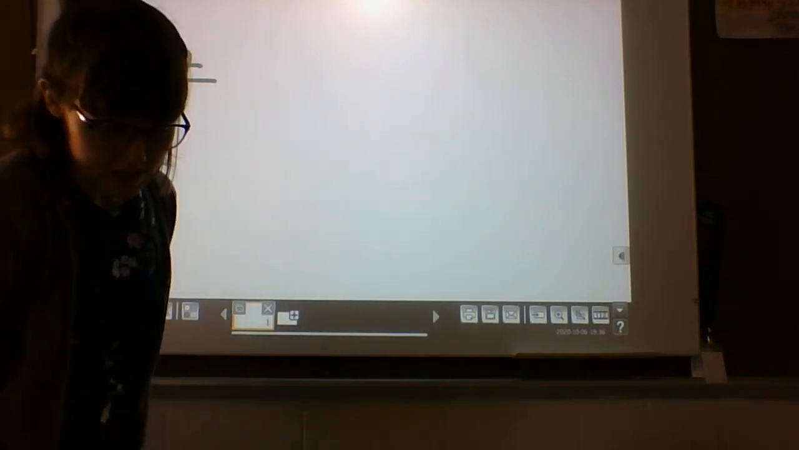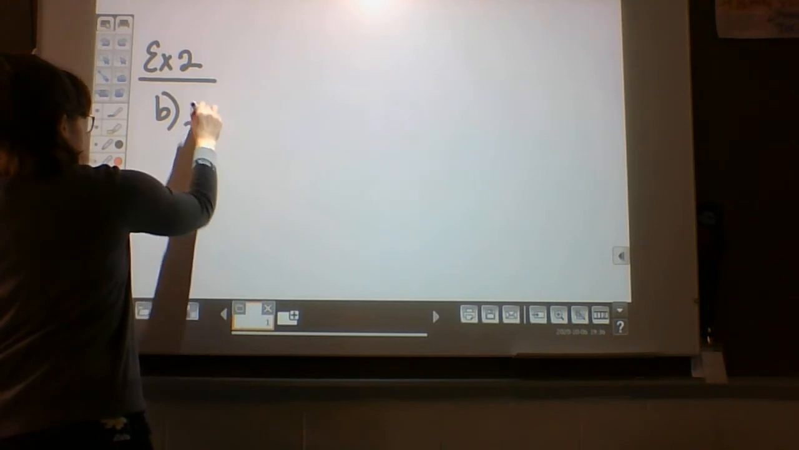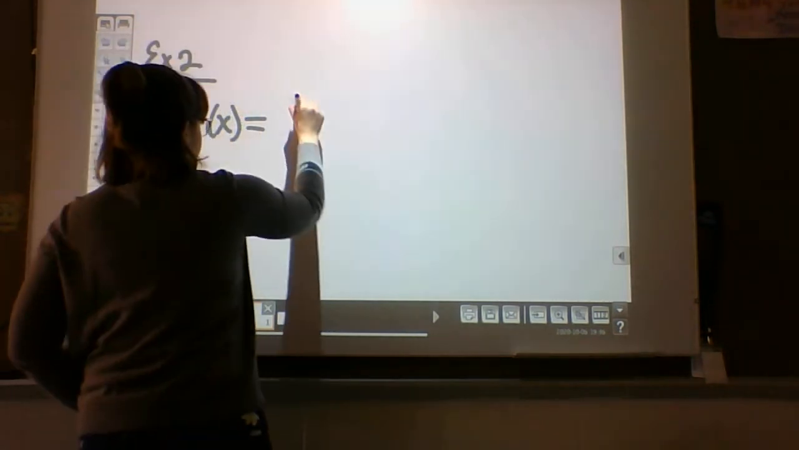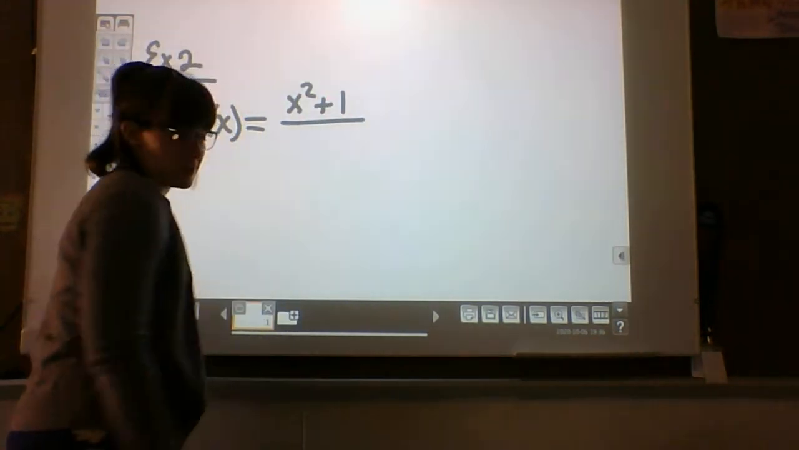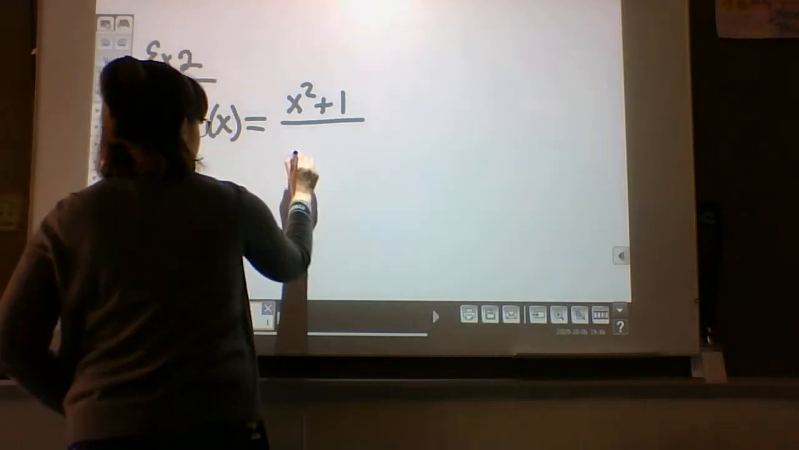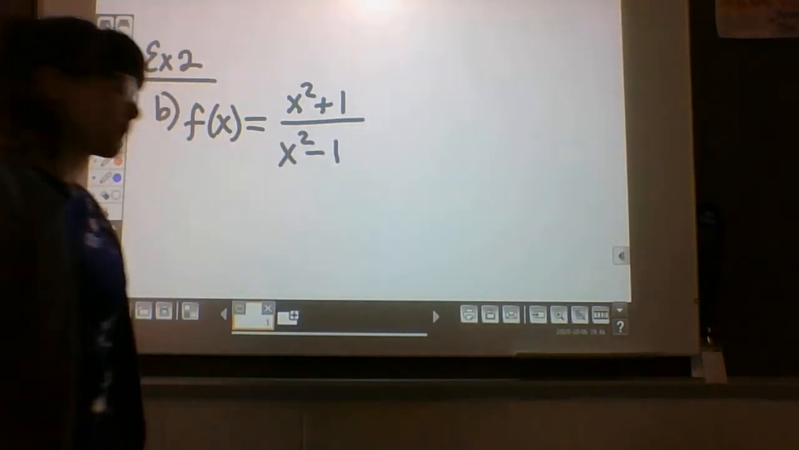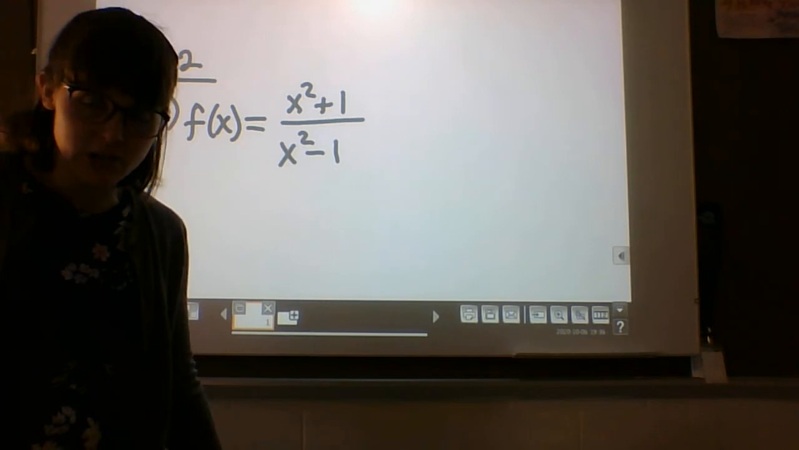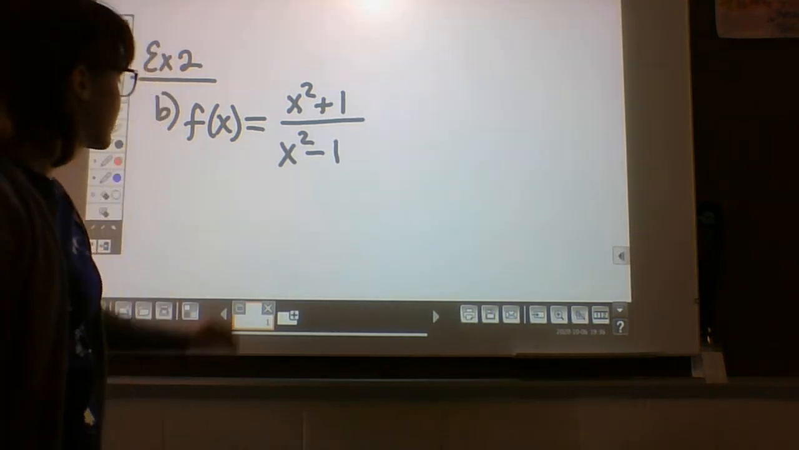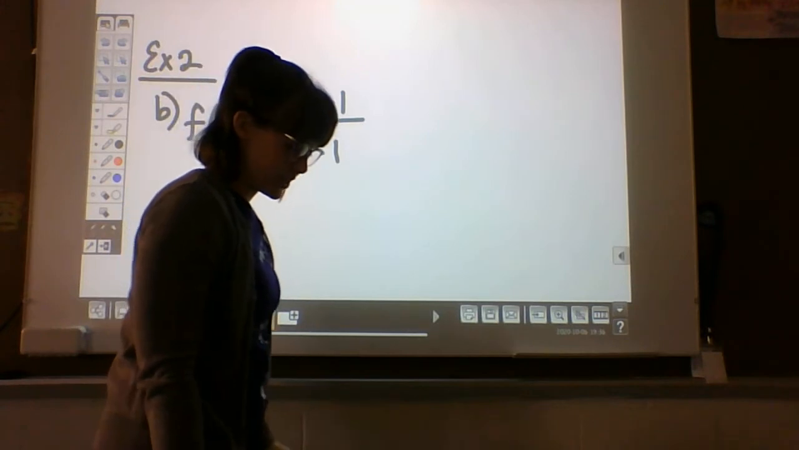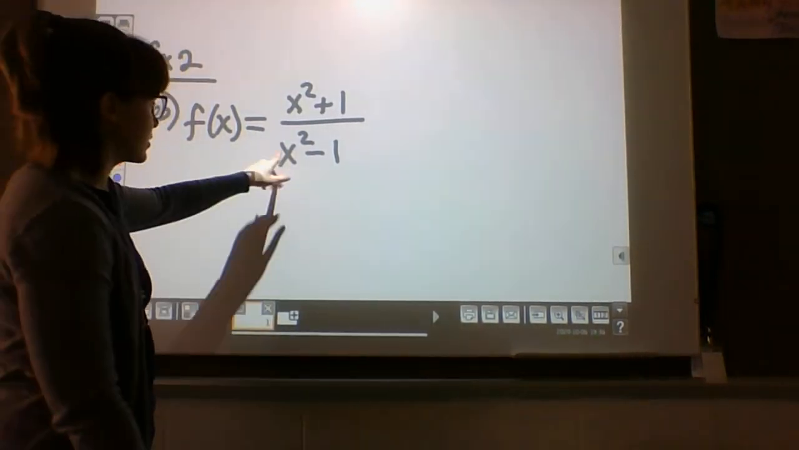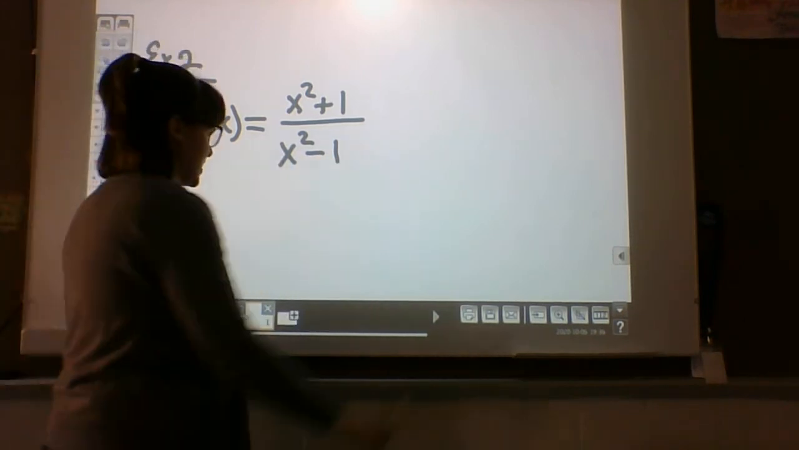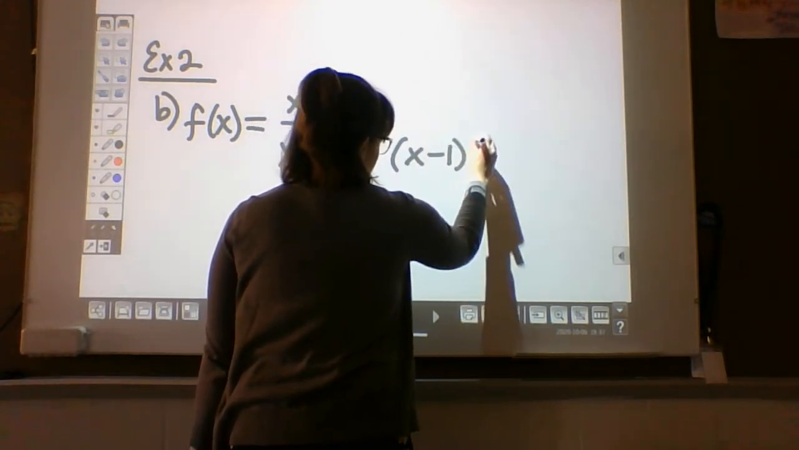All right, part B says the function is f of x equals x squared plus 1 divided by x squared minus 1. Okay, now you can do this one of two ways. I'm going to have us factor it because we've been practicing factoring a difference of 2 squares. So the bottom of this is a difference of 2 squares. And if you remember, the way you do that is we need to find the square root of both terms, so x and 1. And then the way you write the factors is like this: (x minus 1)(x plus 1).